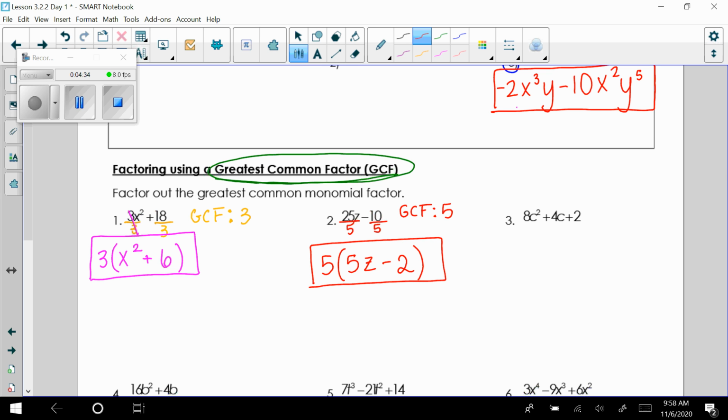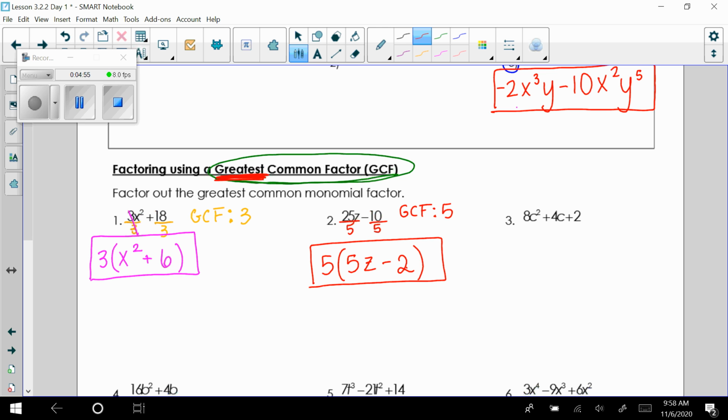The way that you know that you're taking the greatest, because you have to take out the biggest number that goes into both, is that what's left over on the inside of your parentheses should not have anything in common. So like 5 and 2, they're relatively prime. They don't share any terms in common.